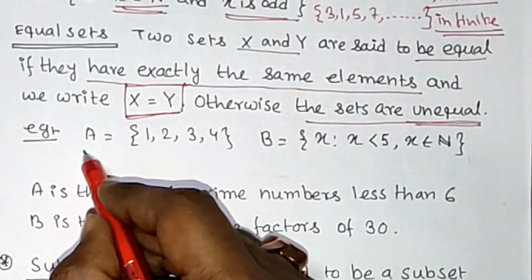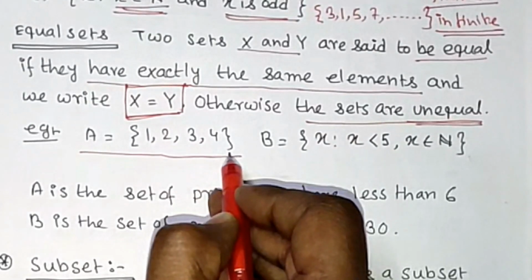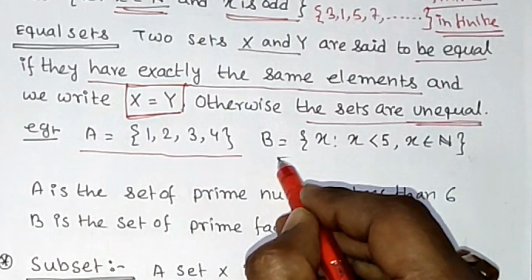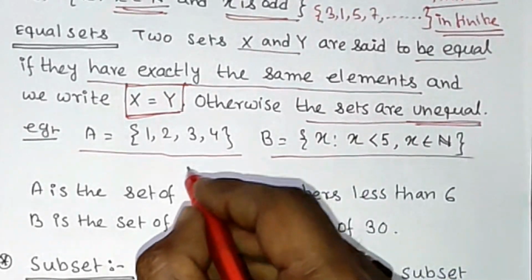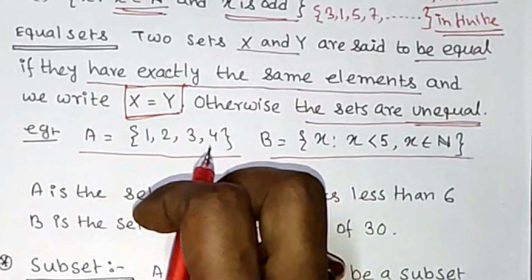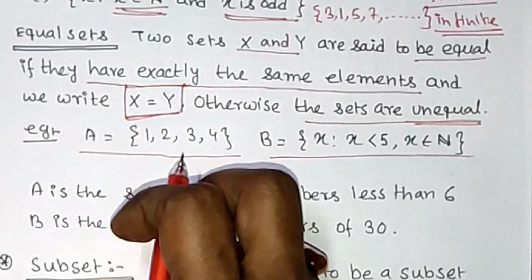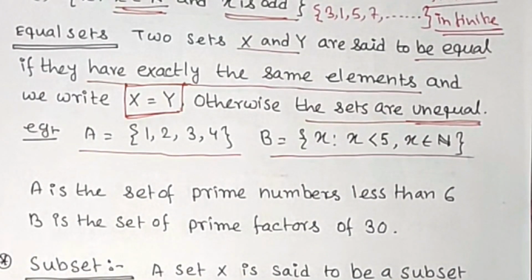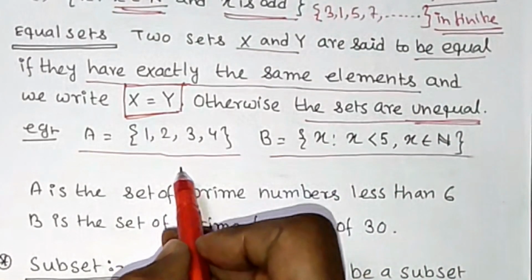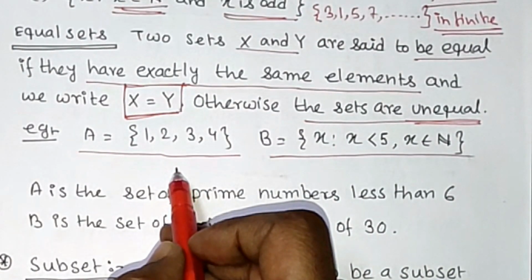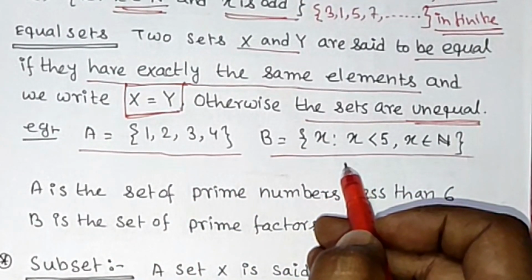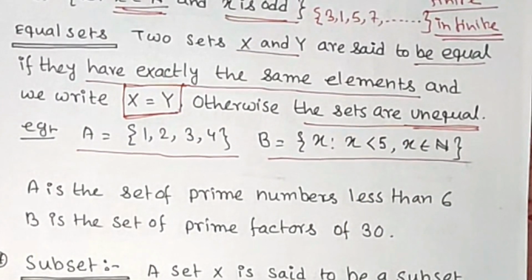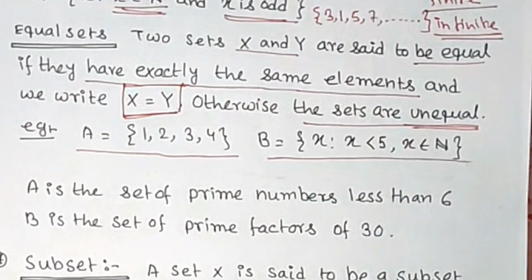For example, suppose A equals {1, 2, 3, 4} and B equals {x such that x less than 5, x belongs to N, the set of naturals}. This representation, can you remember the representation of sets? In the previous video we have discussed the representation of sets. So this representation is the tabular form and this is the set builder form, or rule method or property form. If you have not watched that video, at first watch that video. I have given the link of that video in the I button.